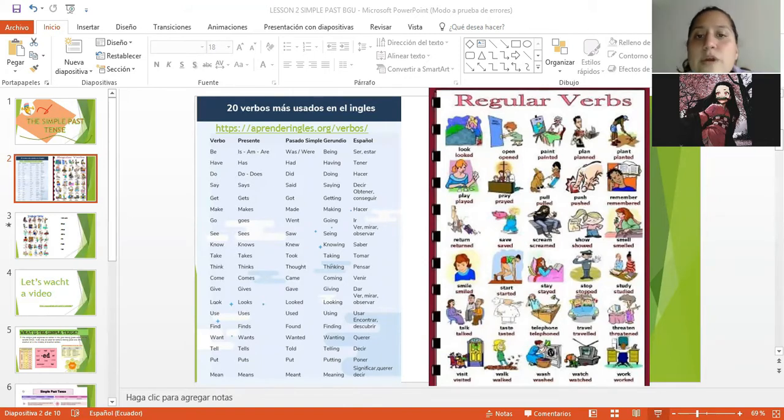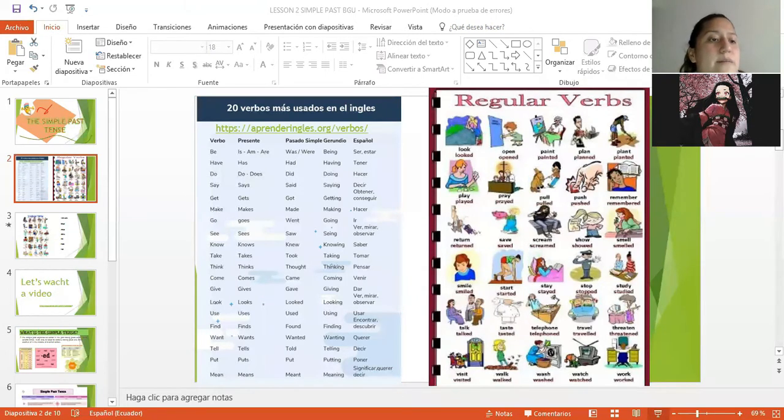So when we use regular verbs, we just add ed. For example, look, I look to the stars. In past is I looked. We pronounce at the end a d. I looked. How to change the verb make?